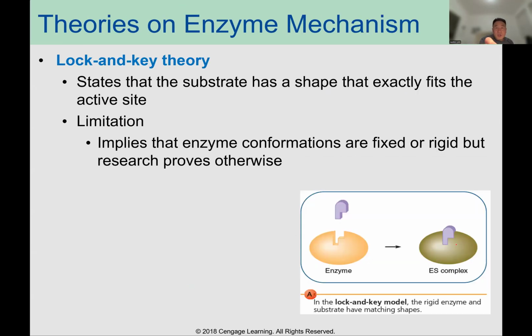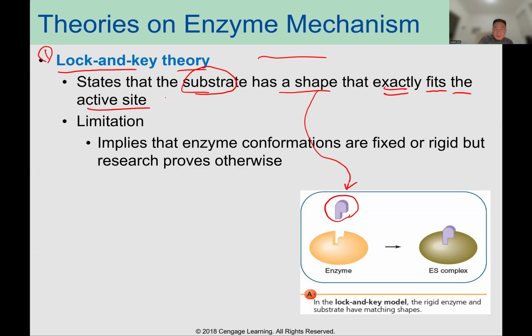There are two theories of enzyme mechanism. Number one, the lock-and-key theory states that the substrate has a shape that exactly fits the active site. A limitation is that it implies enzyme conformations are fixed or rigid. But research proved otherwise.